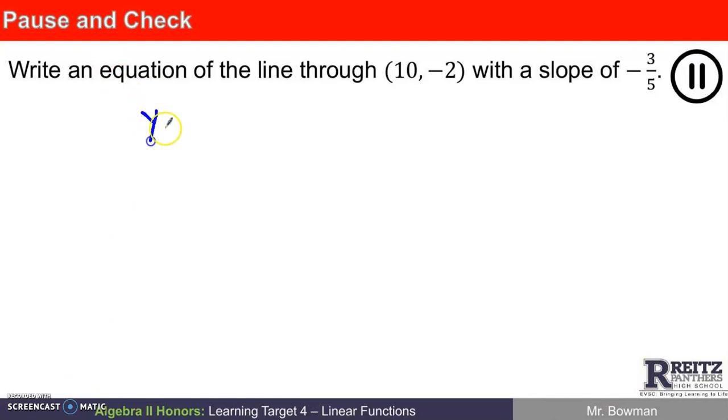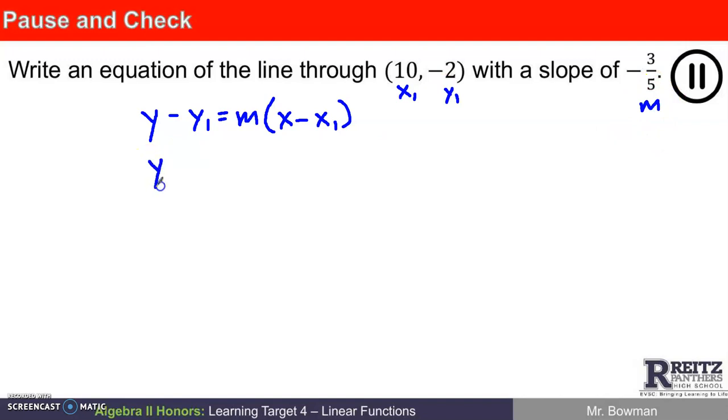Alright, let's see. y minus y sub 1 equals m times the quantity x minus x sub 1. This is the point slope form of the line. I know that this is x sub 1, this is y sub 1. This is my slope here.